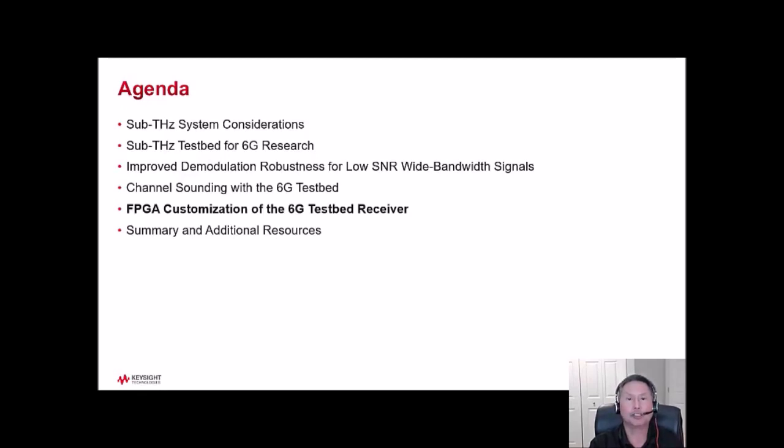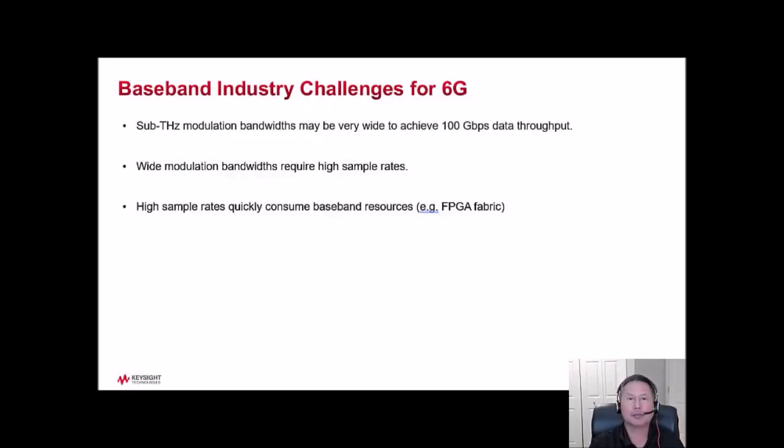The FPGA implementation will show a real-time equalizer and bit rate being performed on 140 GHz over-the-air, or OTA, transmission. But please keep in mind that the approach is flexible and could be used to customize a testbed receiver for other implementations. 6G baseband signal processing leads to several industry challenges.